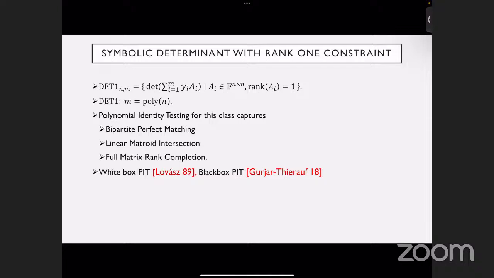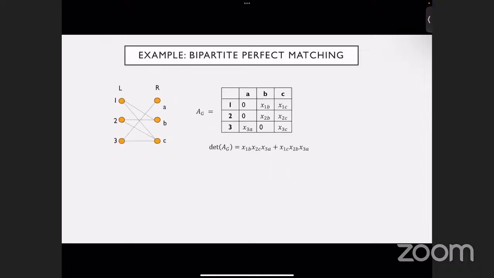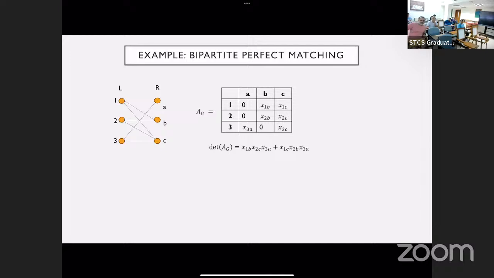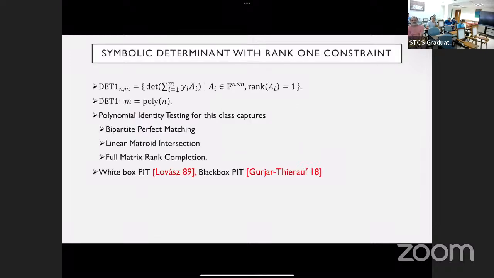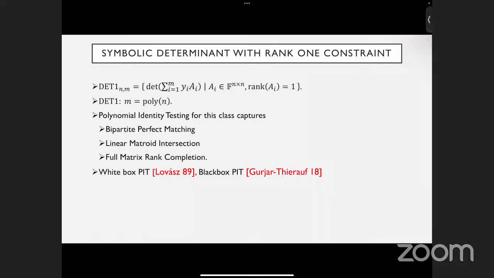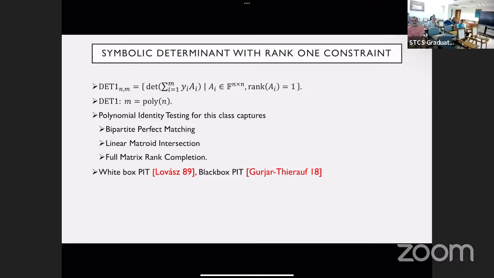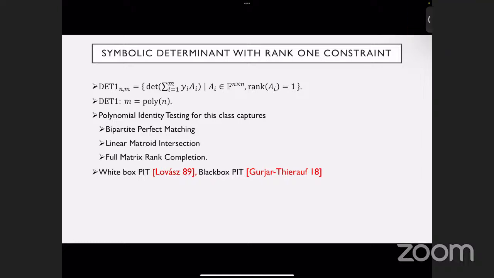A PIT algorithm for this class is already known. In the white box setting, it was given by Lovász in 1989, and in the black box setting, a PIT algorithm was given by Gurjar and Thierauf in 2018. Now we will see how PIT for this class captures the problem of bipartite perfect matching. The PIT known due to Gurjar and Thierauf is an n to the log n algorithm? Yes, it's a quasi-polynomial time algorithm. And the Lovász algorithm is polynomial time, is it? Yes. Okay.